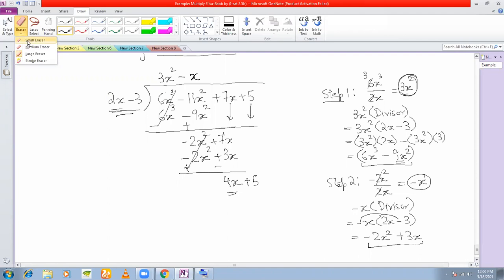Sir, below minus 2x square plus 3x, why do you put plus and minus signs? Because we are subtracting. If you remember your subtraction from column method from your last class, how do you subtract from column method?